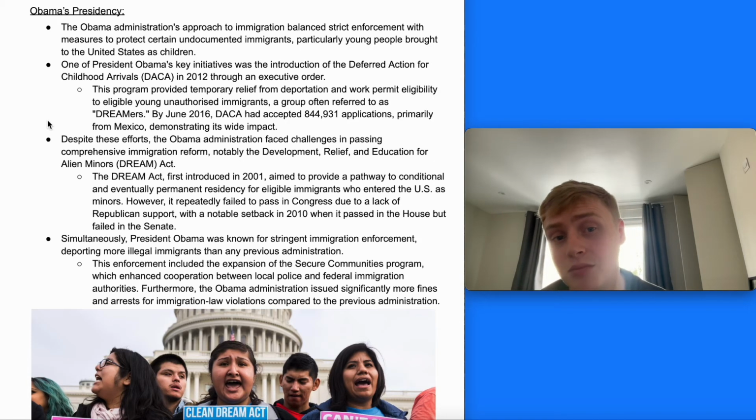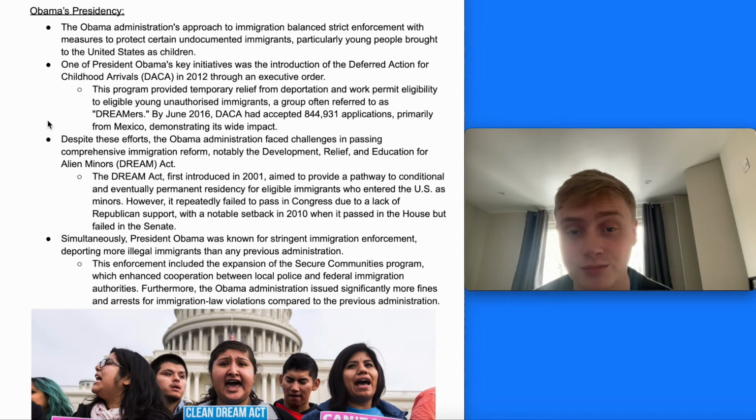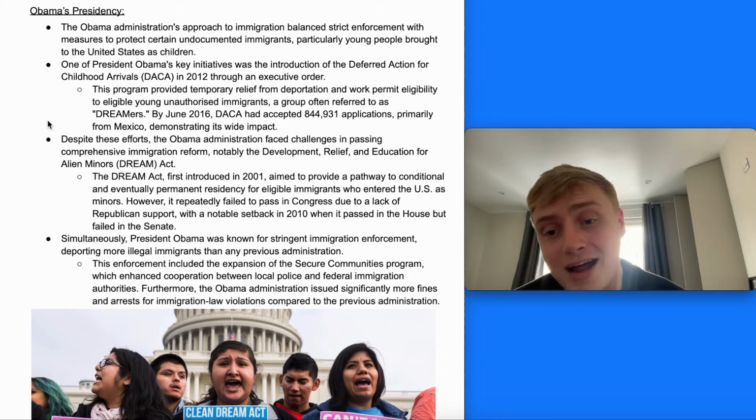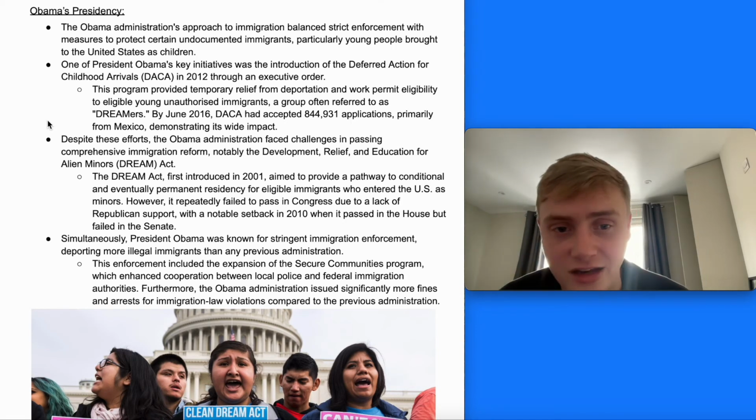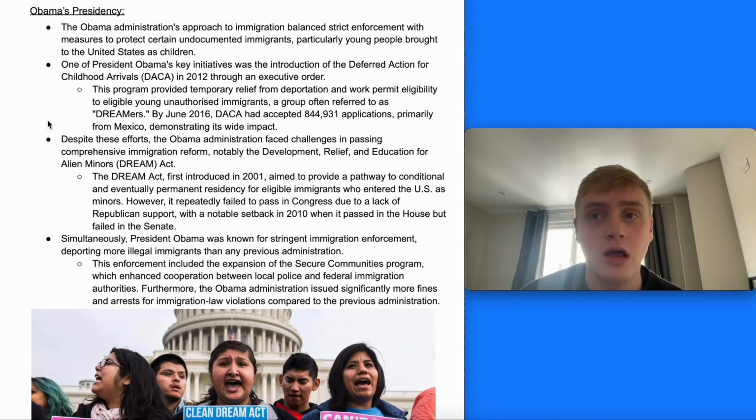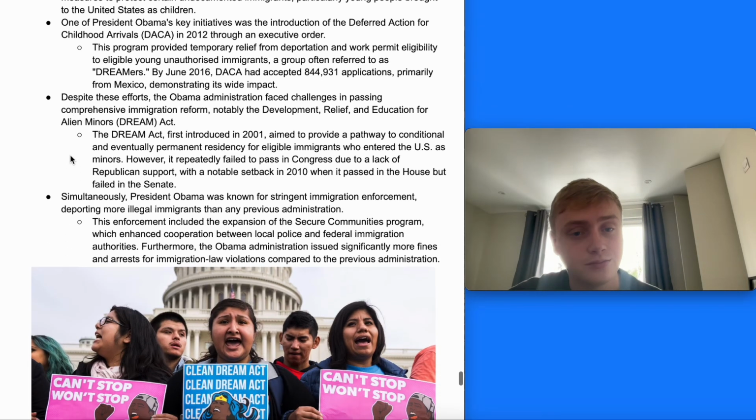Despite these efforts, the Obama administration faced challenges in passing the DREAM Act, which sought to effectively do the same, and effectively it sought to provide a pathway to permanent residency for eligible immigrants who had entered the US not as legal immigrants but as children. And effectively, Obama had to resort to DACA, doing it through an executive order, because he couldn't do so through Congress, because Congress refused to pass the DREAM Act.